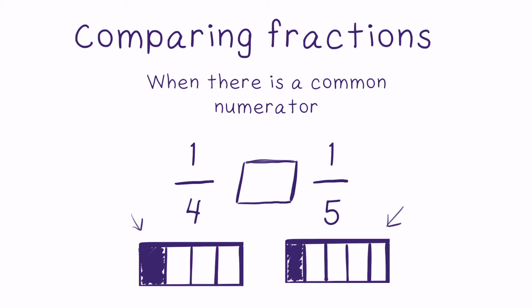So in this case, when we're comparing 1/4 and 1/5, we're going to realize that 1/4 is actually greater than 1/5. Whenever you have a common numerator and the denominators differ, the fraction with the smaller denominator is actually going to be the greater number.